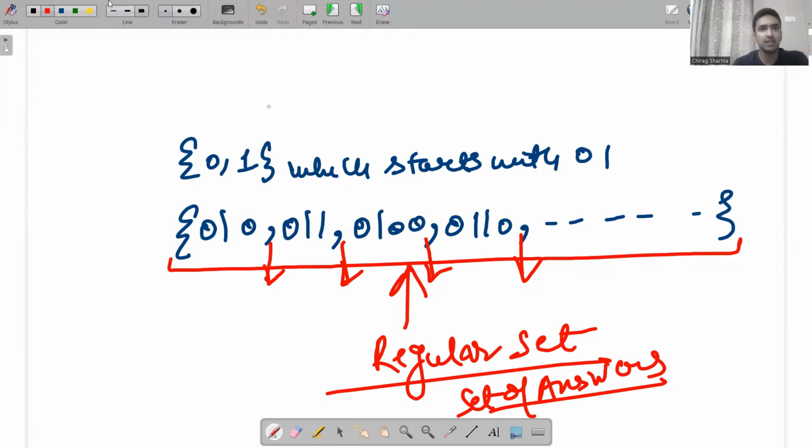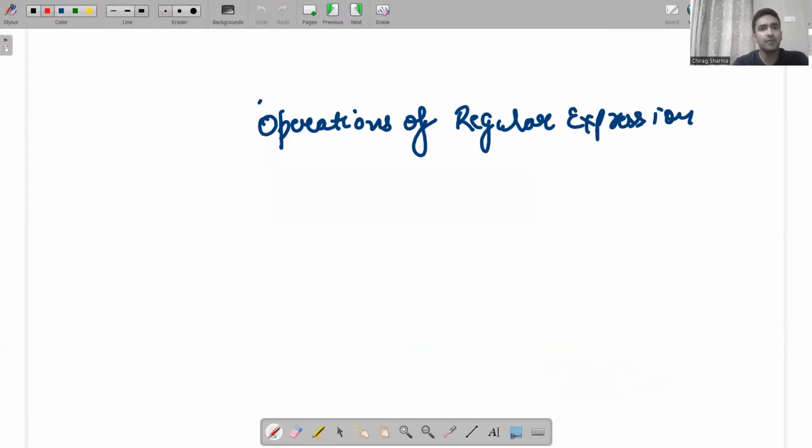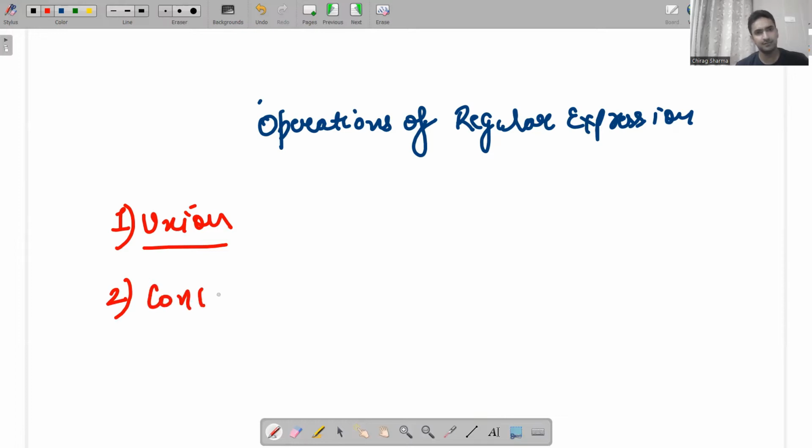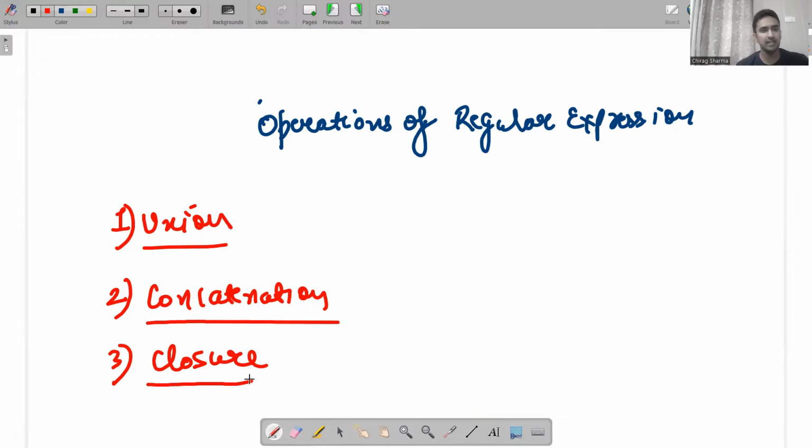Then we have the next concept, which is the operations of regular expressions. When we are talking about the operations of regular expressions, there are three major operations that you need to take care of. The first operation is union. Union means you have to add some certain values, right? The second operation is concatenation. And the third operation is closure.